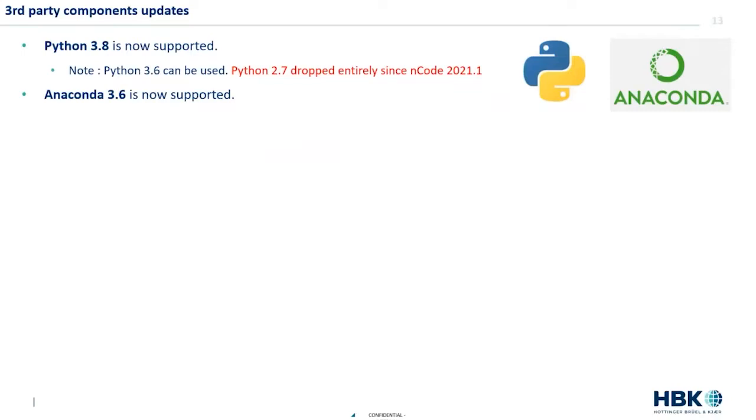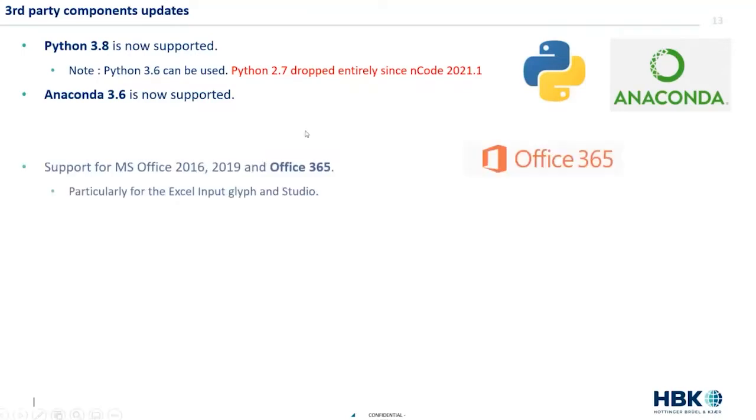Anaconda, which is a Python distribution, Anaconda 3.6 is now officially supported as well. So with Anaconda, you get all sorts of libraries that come along, like NumPy, SciPy, and all sorts of data science or machine learning libraries. What else? We support Microsoft Office 365 now. So that's for the Excel input glyph if you want to read XLS files, or for the Studio if you want to create Studio Glyph if you want to create some reports automatically. You can export them in Word or PowerPoint, and we support Office 365.